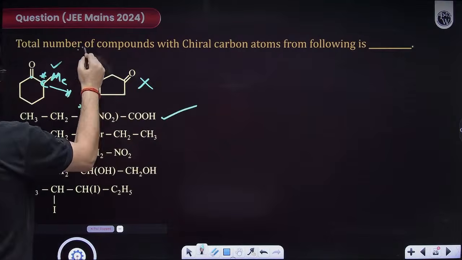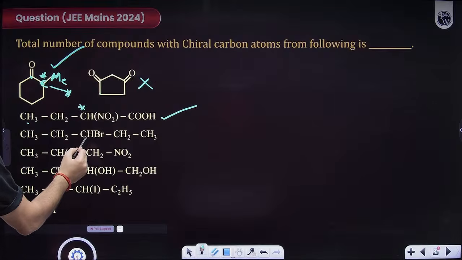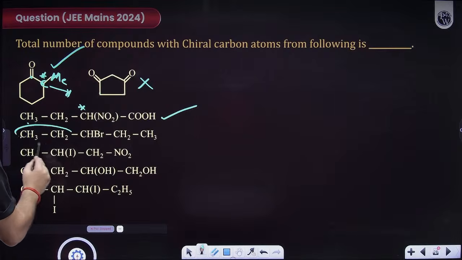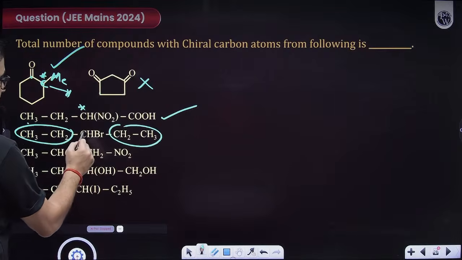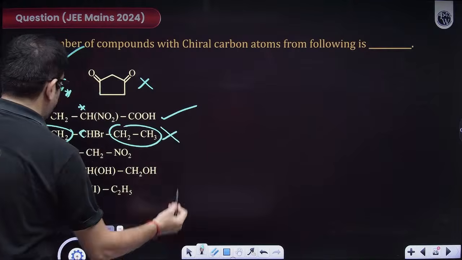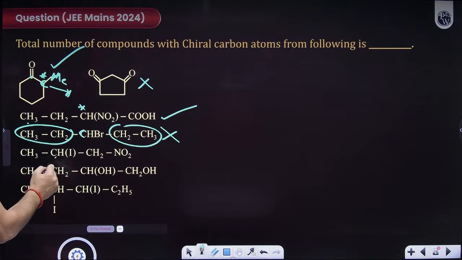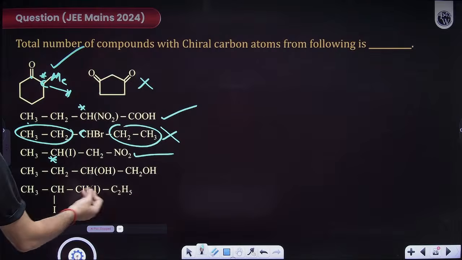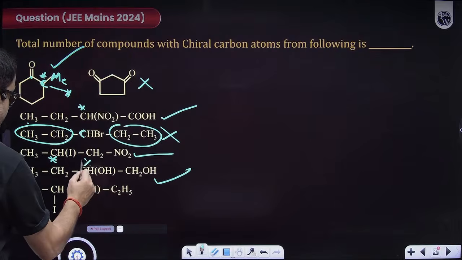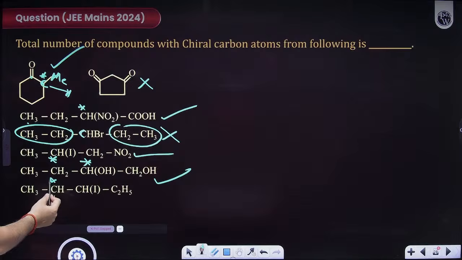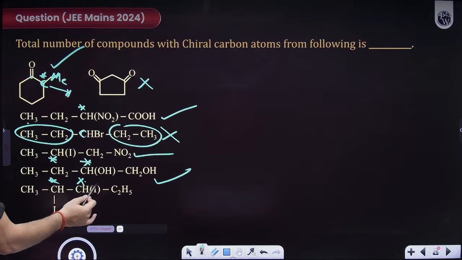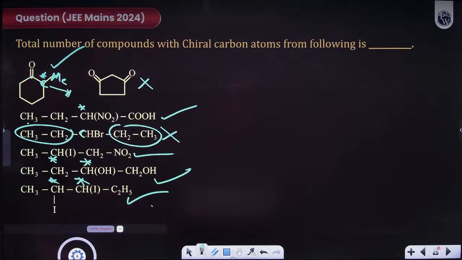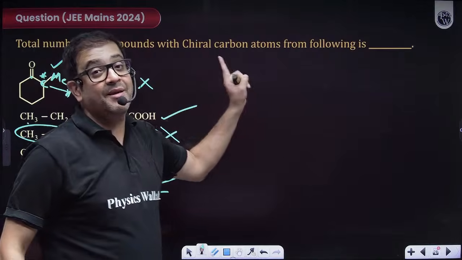So this is chiral. Yes. So 1, 2. H, Br, but one is CH3, another is also CH3, so this carbon has two same bonds, so not chiral. This carbon has H, I, methyl and a bulky group, so yes. HOH, alcohol or ethyl, so yes. IH, methyl and some more things, so this is also chiral. Although the molecule has a chiral center, the question is saying chiral carbon atoms.